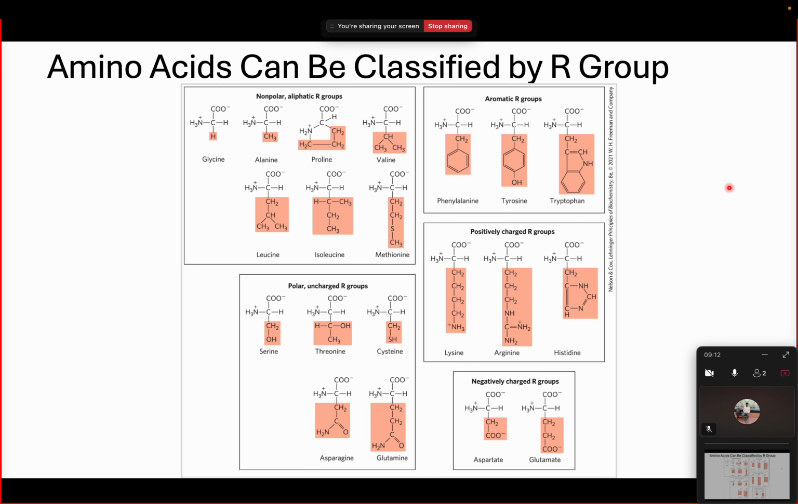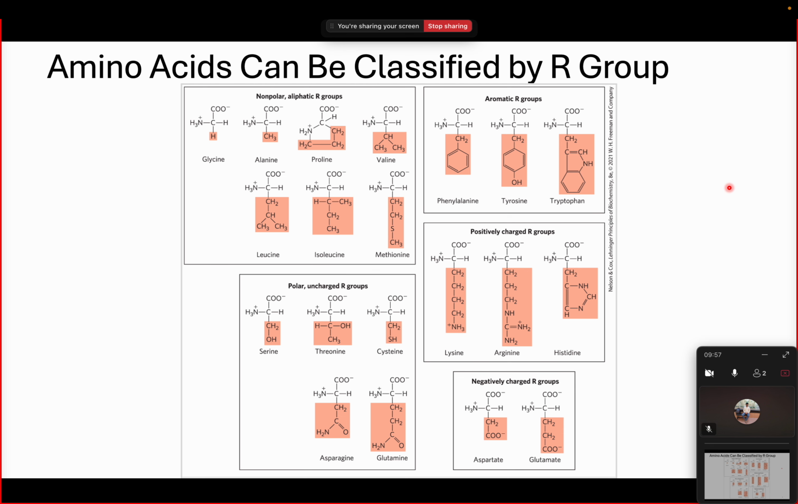Then we spent quite a lot of time classifying the amino acids based on their side chain, or the R group, or the variable group. Based upon the differences in the side chain, there are majorly 5 categories of amino acids. First category being non-polar and aliphatic. It contains 7 amino acids: glycine, alanine, proline, valine, leucine, isoleucine and methionine. Second group being aromatic amino acids, which have aromatic side chains. They are phenylalanine, tyrosine and tryptophan.